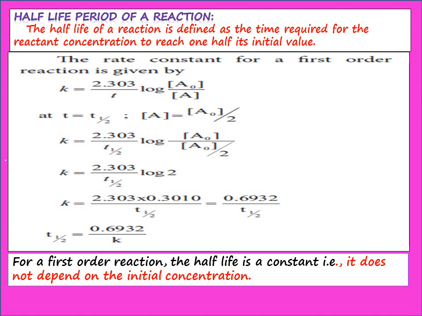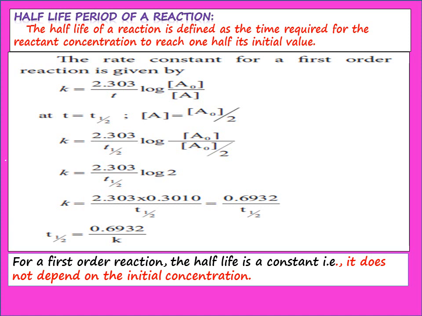Take the 2 up. What will you get? A naught will get cancelled. K will be equal to 2.303 by t half log 2. What is the value of log 2? 0.3010. We multiply it with 2.303 divided by t half. So 2.303 into 0.3010 will give you 0.6932. So the K value will be 0.6932 by t half. Or take this t half to the other side and the rate constant down, and you will have t half is equal to 0.6932 by K.